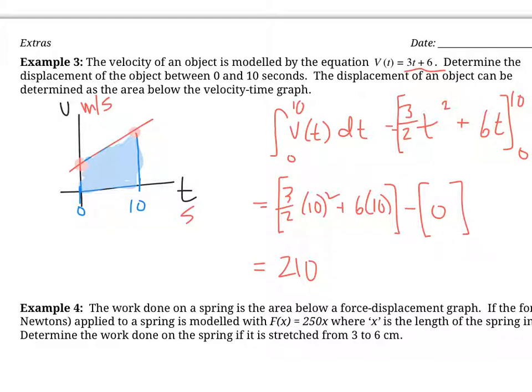Well, think about what we did. We found the area below this graph, and the area below the graph is sort of like doing length times width. So we're multiplying our units for velocity, which is meters per second, by seconds. And if we multiply meters per second by seconds, the seconds cancel out, so our units have to be meters. So there we go. There's our answer, 210 meters.